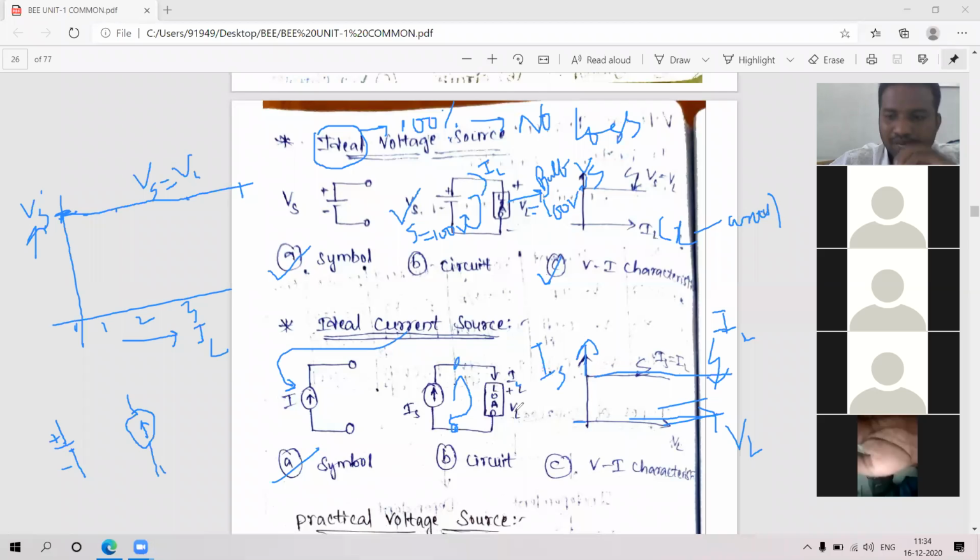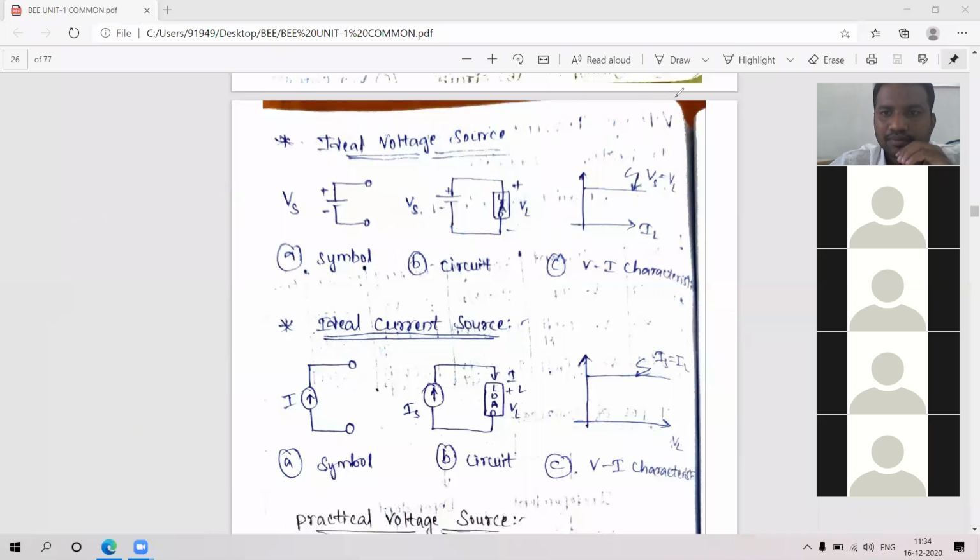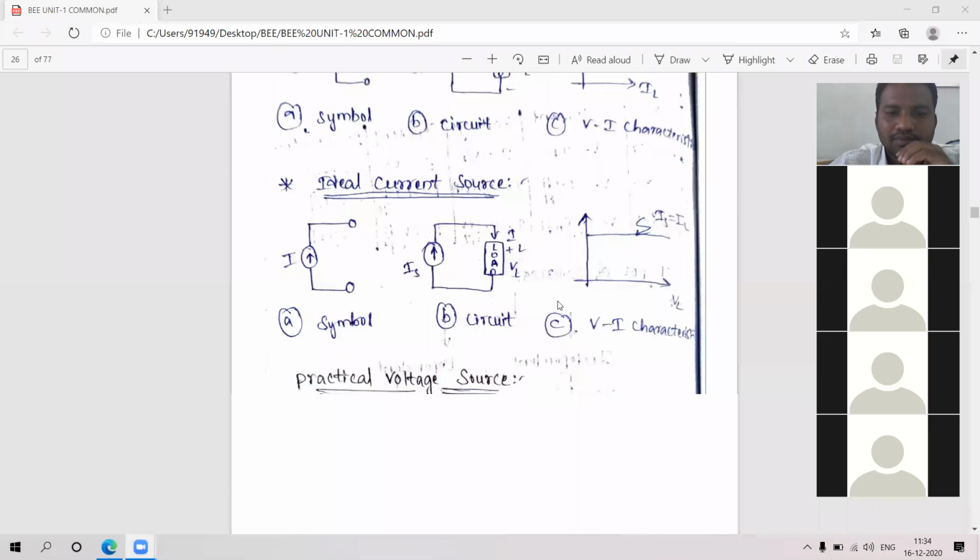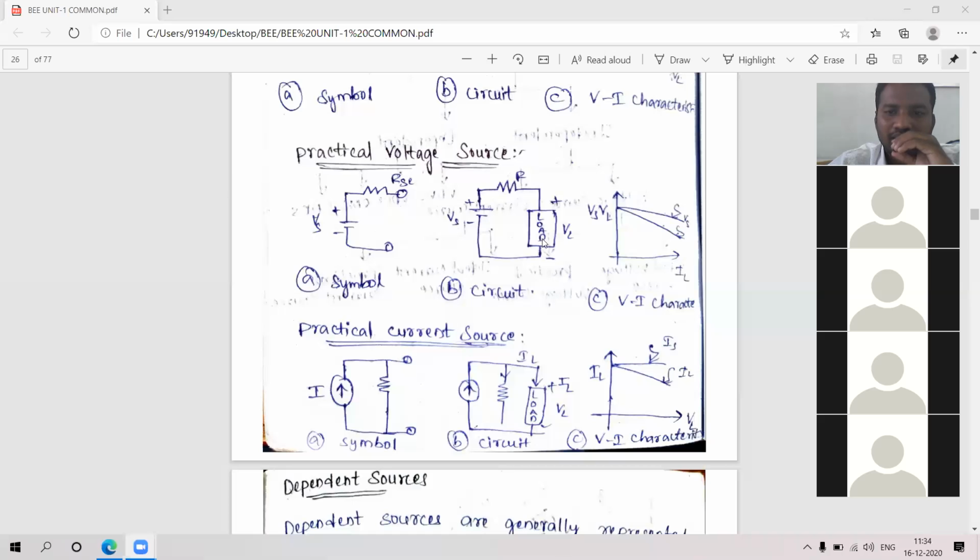Now we will go into the practical voltage source. Shall I erase this all? Finished? Yes, sir. Okay. Now coming to the practical voltage source.